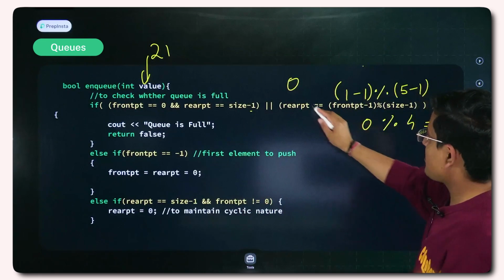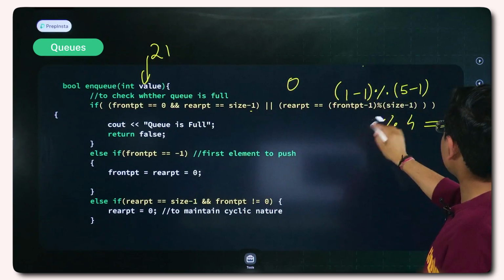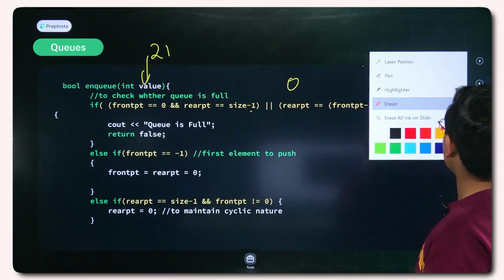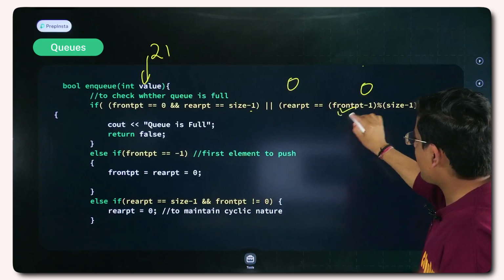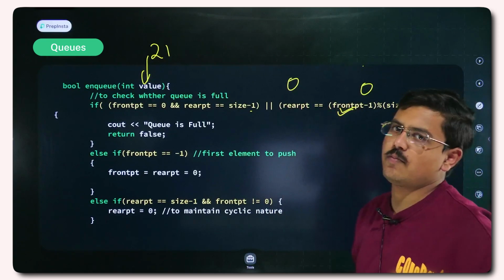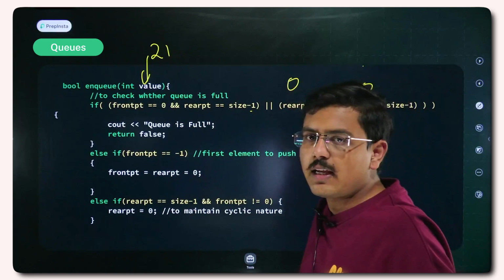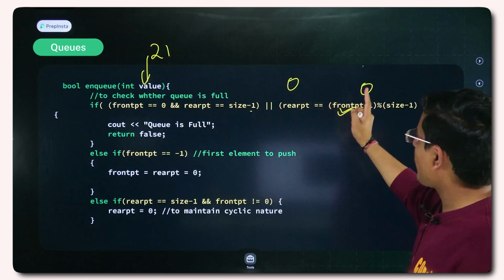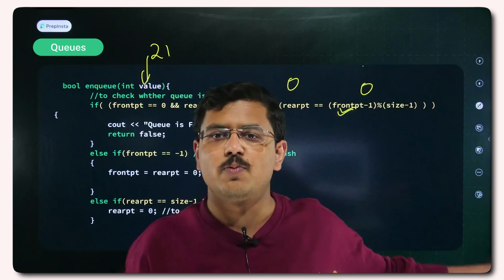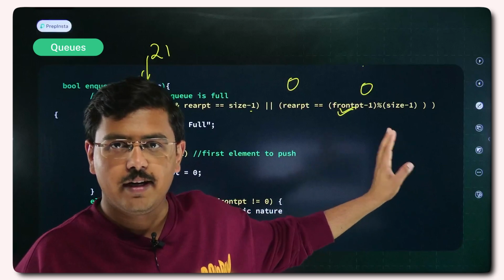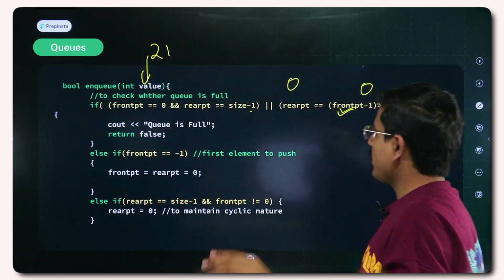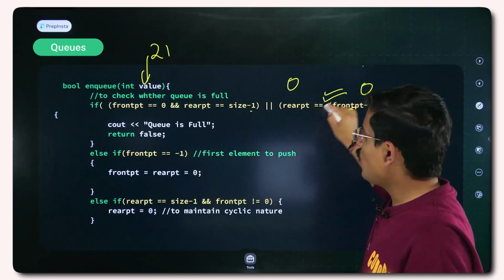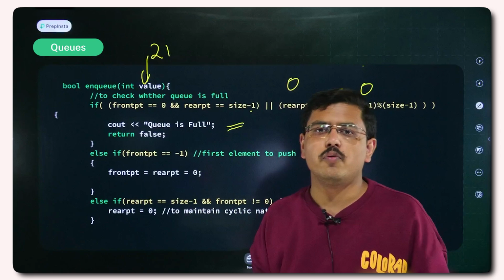So in this case, rear is also 0 and this mathematical operation is also resulting in 0. So this condition becomes true. That is why this condition was important. That's how you check whether your cyclic queue is full or not. You check that rear PT is equal to front PT minus 1 modulus size minus 1. I have shown you this, okay. We'll check it again, don't worry. But right now you can see that it is full. This condition becomes true. Hence, you print cout Q is full.